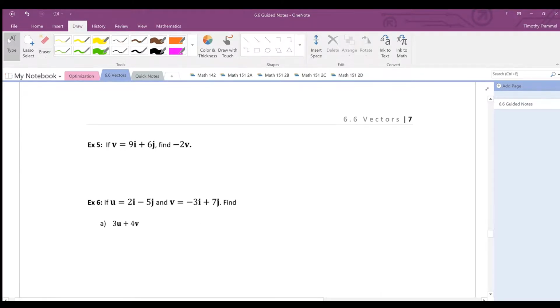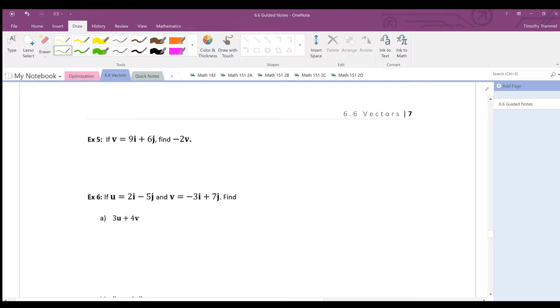Let's try a couple more examples. So minus 2v. We're just going to take this vector and multiply it by minus 2, or multiply each of its components by minus 2. So minus 2v is equal to minus 18i. And then minus 2 times 6, that's minus 12j.